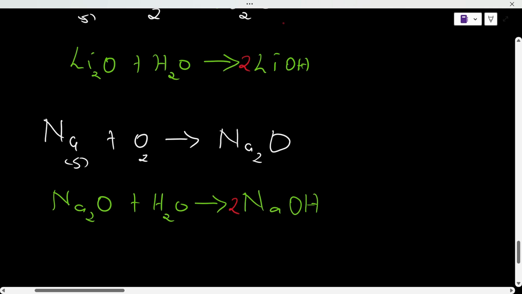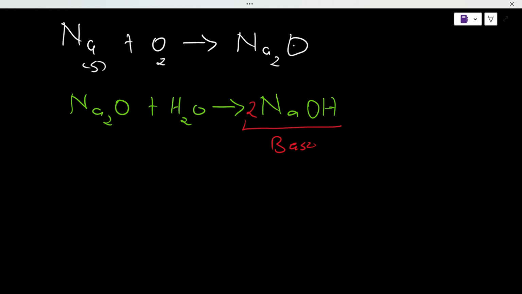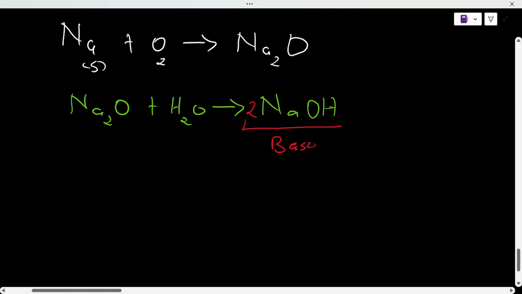Now, this one is a base. This one is a base. I can also form a base when a group 2 element reacts with oxygen, then I dissolve it. I can take magnesium plus oxygen. I'm going to form magnesium oxide, MgO.